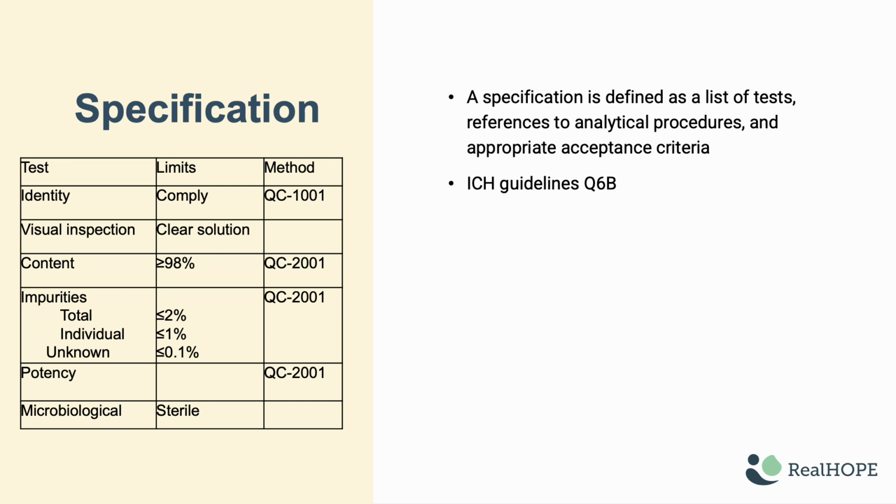Important guidelines for specifications are the ICH Guideline Q6B. Specifications should be based on data obtained for lots used in preclinical and clinical studies. The quality of the material made at a commercial scale should be representative of the lots used in preclinical and clinical studies.